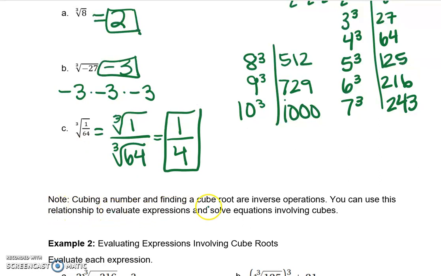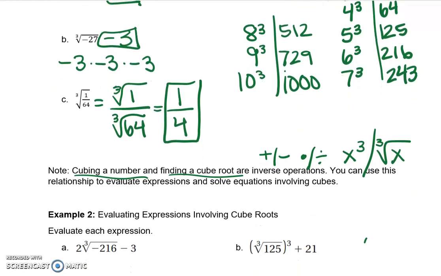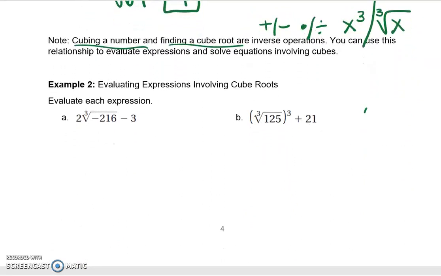Note, so cubing a number and finding a cube root are inverse operations. Just like we've done addition and subtraction as inverse operations, we've done multiplication and division as inverse operations. So cubing a number, which is x cubed, and taking the cube root of a number are inverse operations as well. So we can use these when we're evaluating expressions and also when we're solving equations involving cube roots. Speaking of which, that's where we are moving on. We need to evaluate expressions involving cube roots.